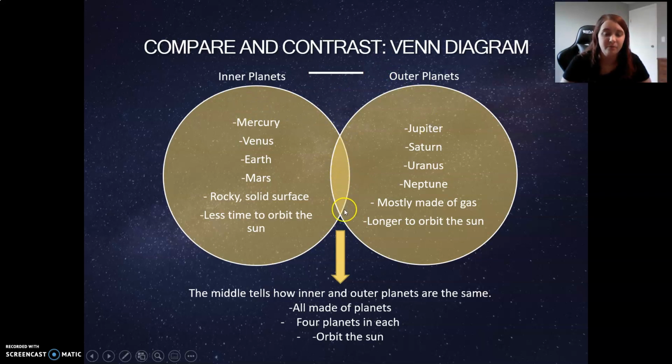This is our compare. So some of the things that I took from the reading is the inner planets include Mercury, Venus, Earth, and Mars, that they all have a rocky solid surface, and it takes them less time to orbit the sun.